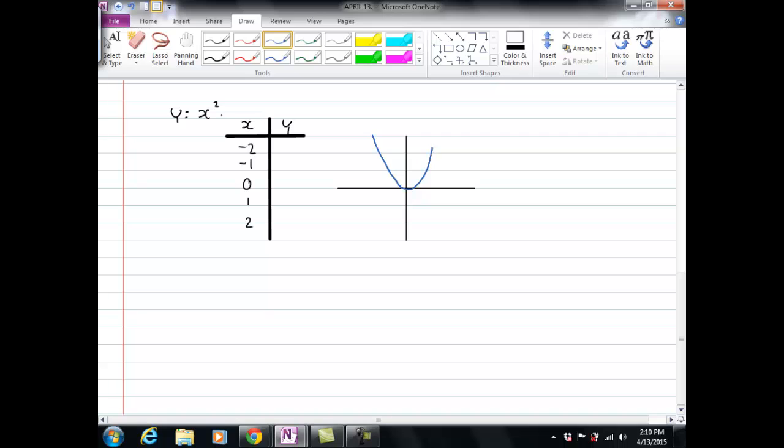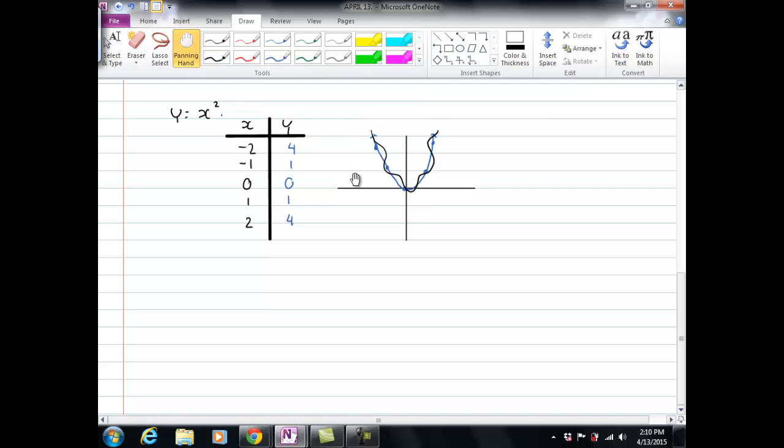You plot points. The problem with this method is it's actually a guessing game. The reason why is you put -2, -2 squared is 4, 1, 0, 1, 4. So you put points here, points here. How do you know that this line in the middle is accurate? How do you know the shape is this? How do you know that the shape couldn't be something like this? I match all the points, but how do you know the shape isn't like that?